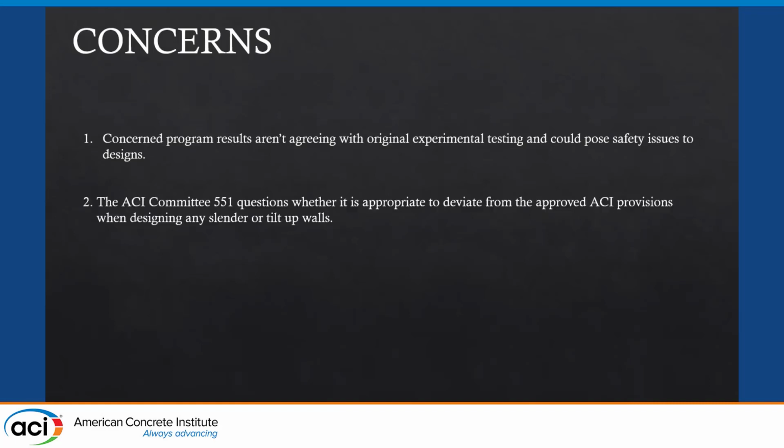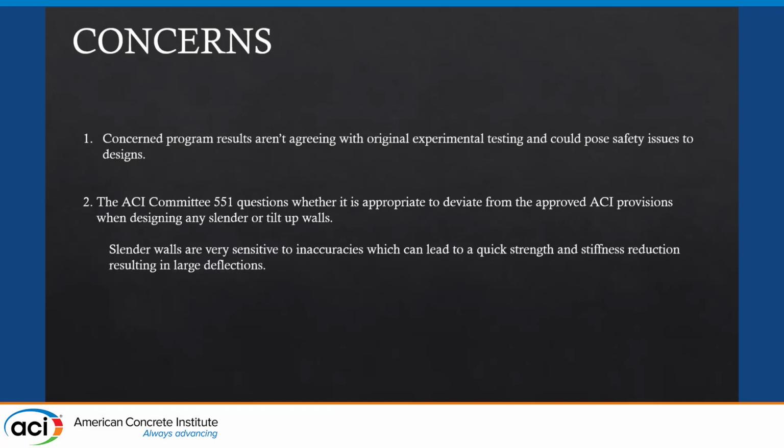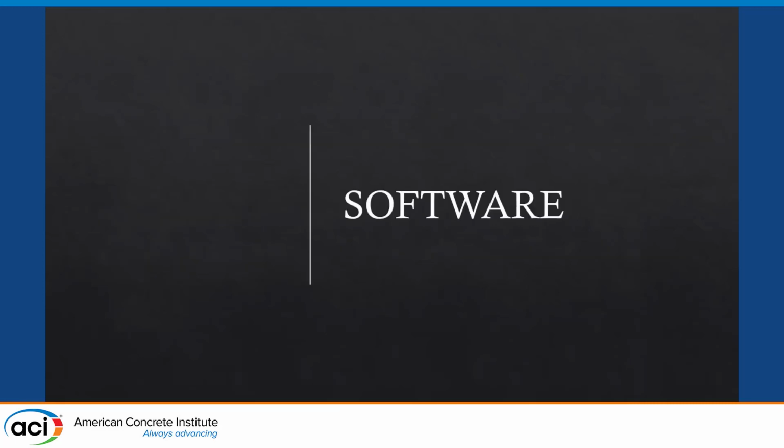So the ACI Committee 551 questioned whether it was appropriate to stray away from these approved provisions when designing these types of walls, and due to the sensitivity to inaccuracies, it can lead to a quick strength and stiffness reduction, which will ultimately result in large deflections.